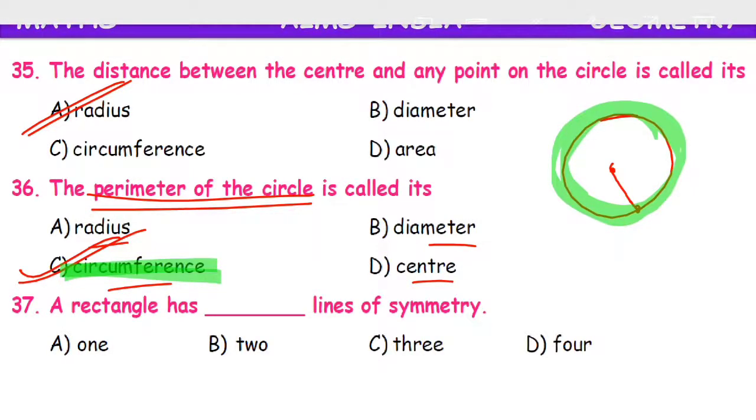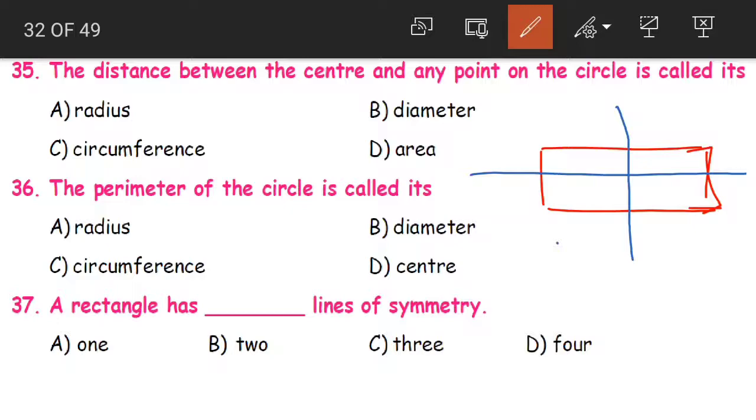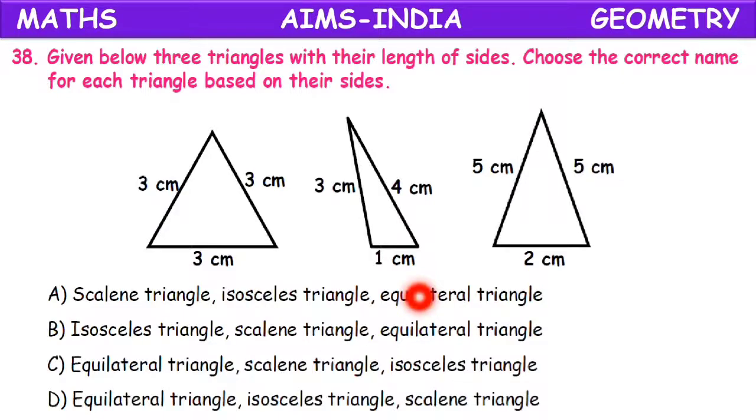And question number 37. A rectangle has dash lines of symmetry. Let us draw a rectangle first. This is the rectangle. Now for this rectangle, how many lines of symmetry can we draw? This can be 1 and this can be 2. Do you remember what a line of symmetry is? Yes, a line of symmetry is the line that divides the given figure into two exact halves. So a rectangle has two lines of symmetry. That is option B.